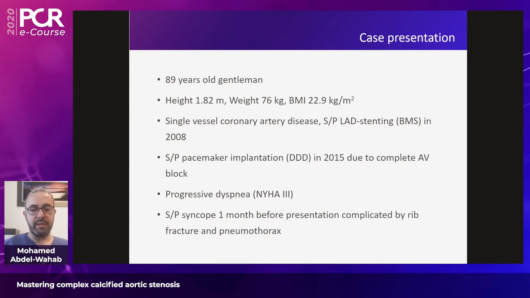The patient presented to our center with progressive shortness of breath, and he had a syncopal attack 1 month before presentation, which was actually complicated by rib fracture and a pneumothorax. And since then, the patient had dizziness on minimal exertion. And because he was a little bit unsure how to deal with this, he was bound to some sort of a walking aid.